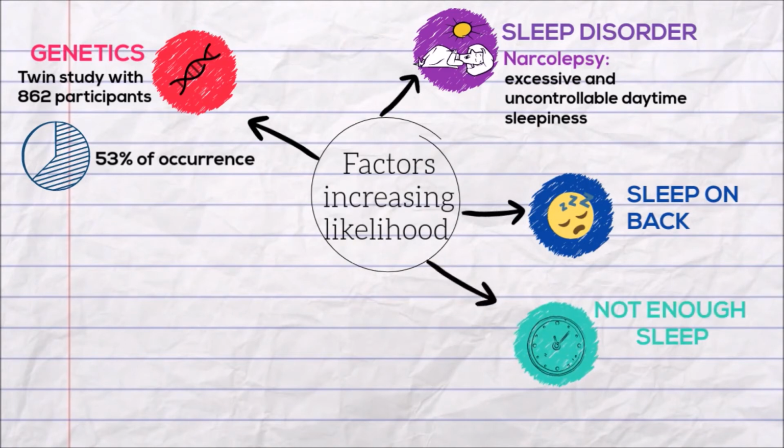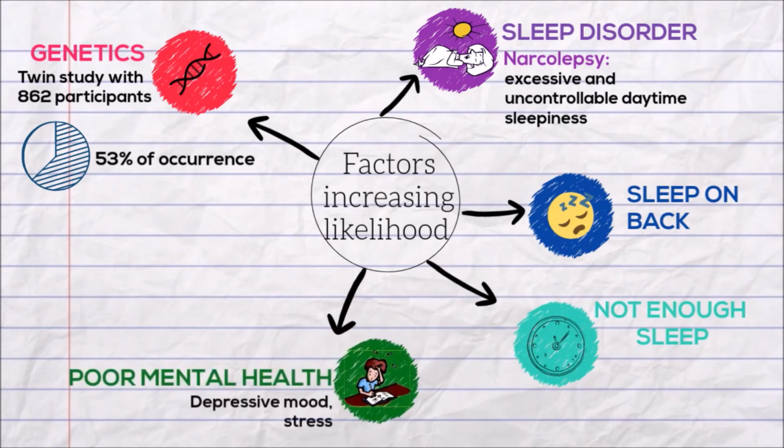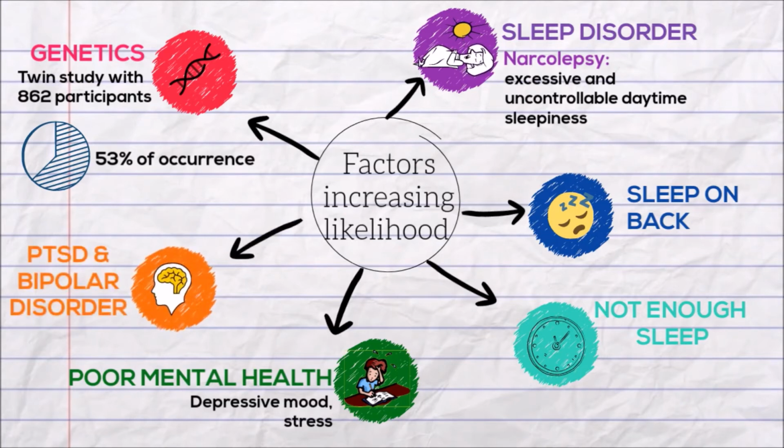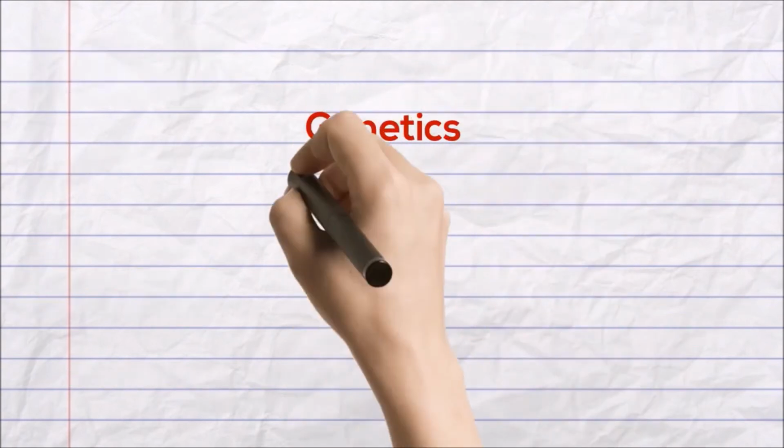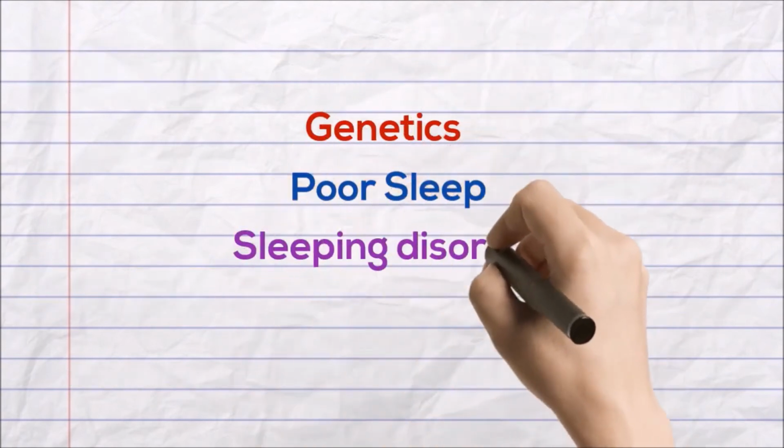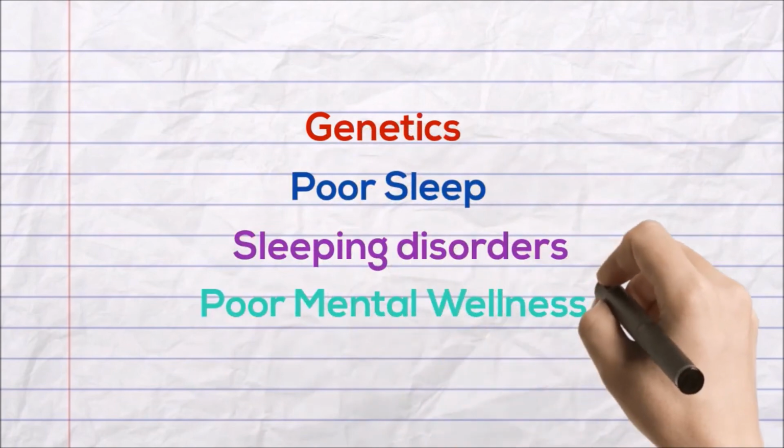In general, poor mental health is associated with sleep paralysis. Higher scores on self-reported measures of depressed mood and anxiety have been associated with sleep paralysis. Research focusing on sleep paralysis in patients with PTSD showed higher prevalence as well, and another study has linked bipolar disorder to sleep paralysis. As we have seen, there are a number of factors associated with sleep paralysis, like genetics, poor sleep, sleeping disorders, and poor mental wellness.